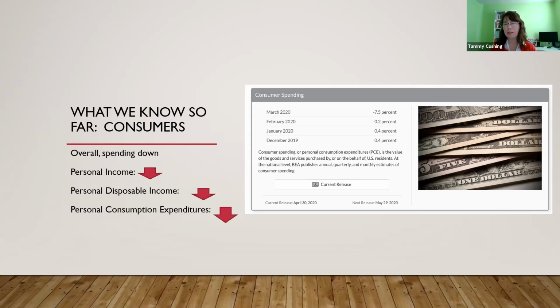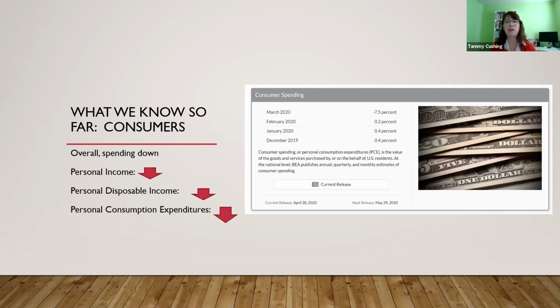So if we start putting the whole picture together, personal income, as of the last reporting, was down about 2%. Of course, that number will probably go down a little bit further. The personal disposable income is also down 2%.